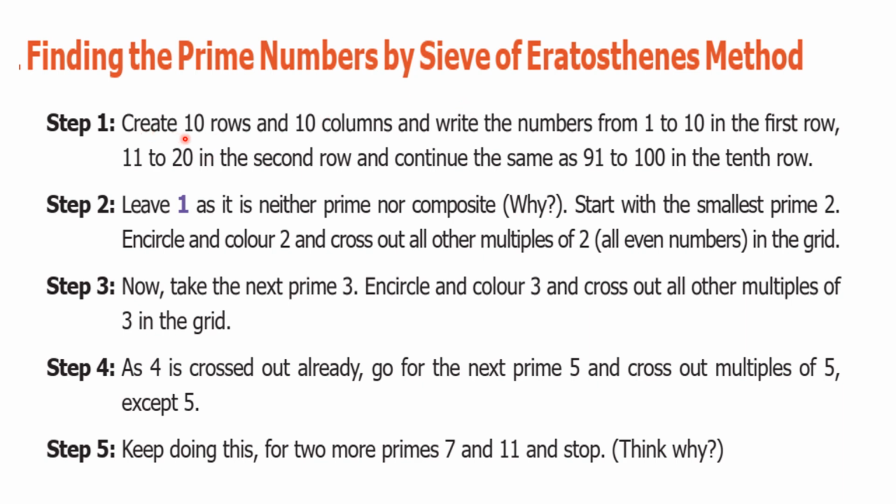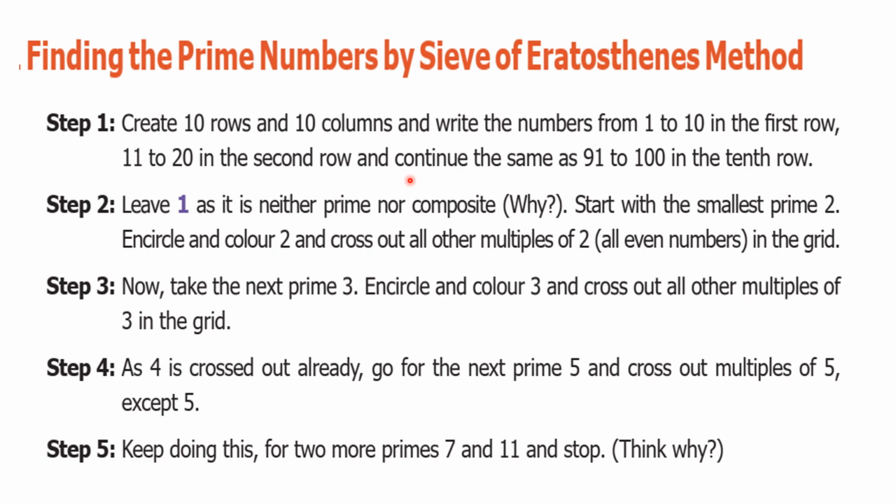Create 10 rows and 10 columns and write the numbers from 1 to 10 in the first row, 11 to 20 in the second row, and continue the same until 91 to 100 in the 10th row. So you have to create a grid with 10 rows and 10 columns and start 1 to 10 in the first row and 11 to 20 in the second row and continue till 91 to 100.